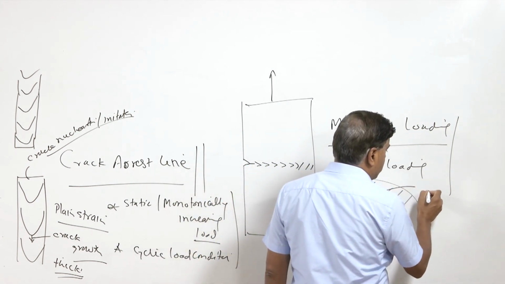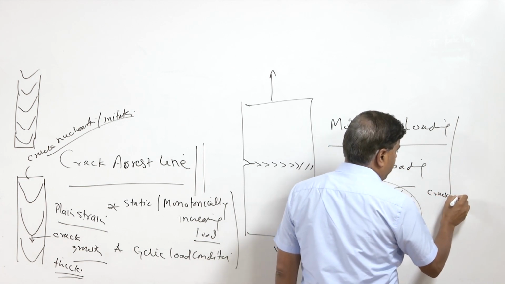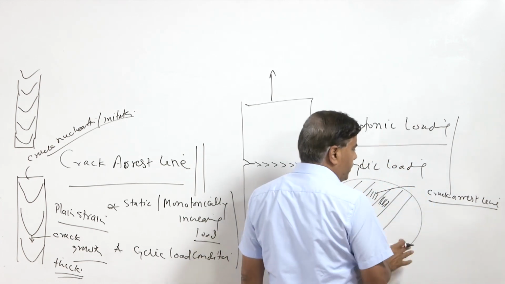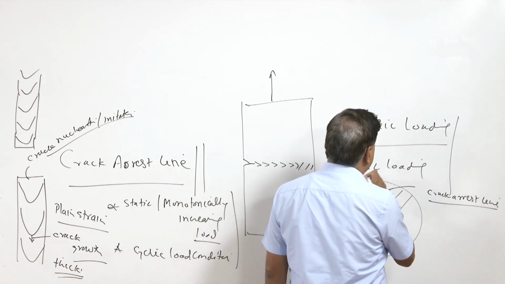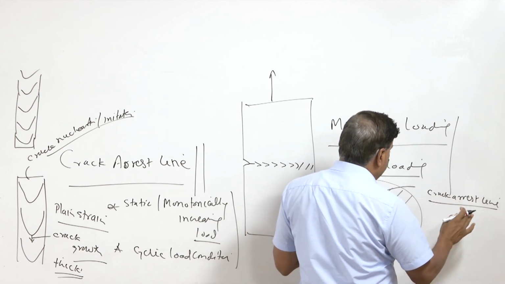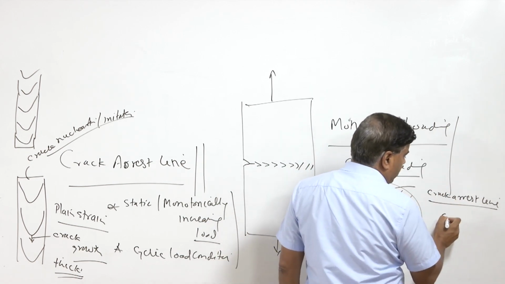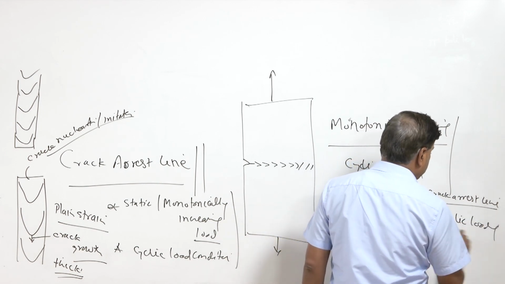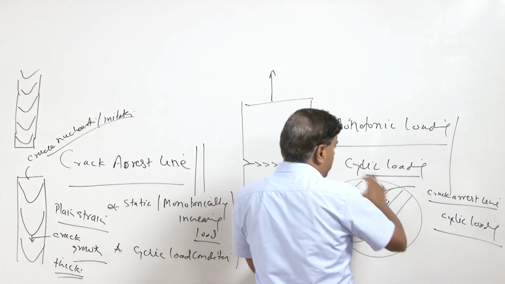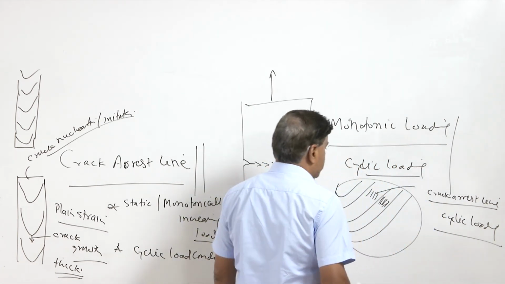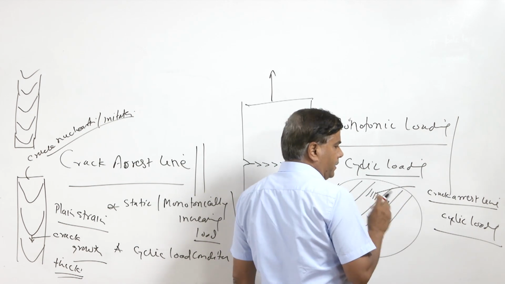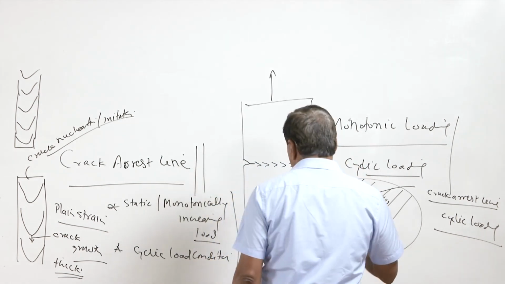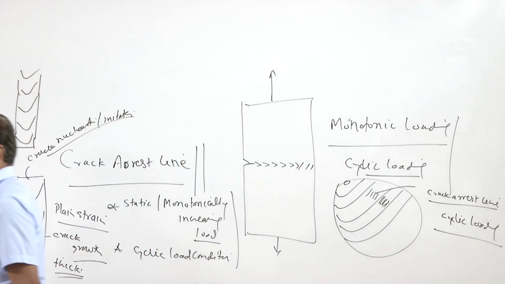So, these are also the crack arrest lines in the form of the beach marks or the striations, which will be indicating the presence of the cyclic loading and the direction in which the crack is growing. So, the center of such concentric circles will be the location from where the crack has initiated.